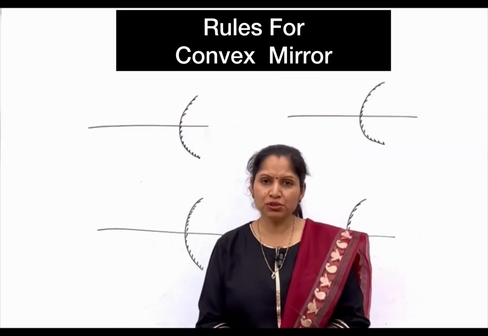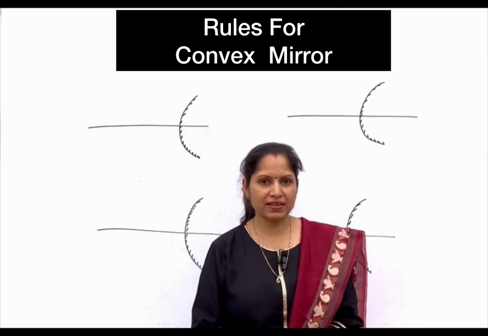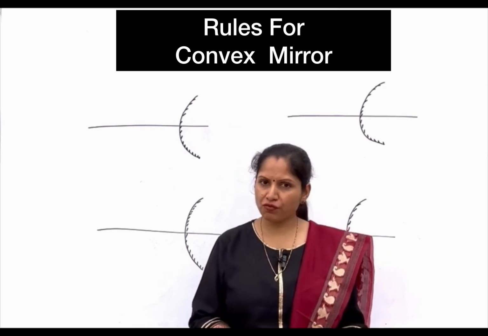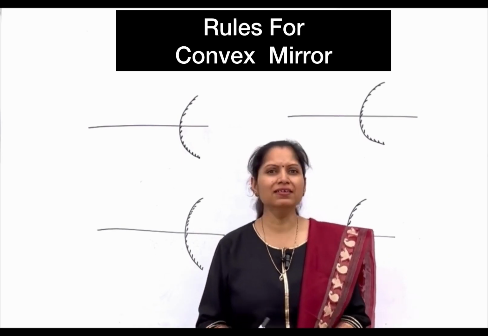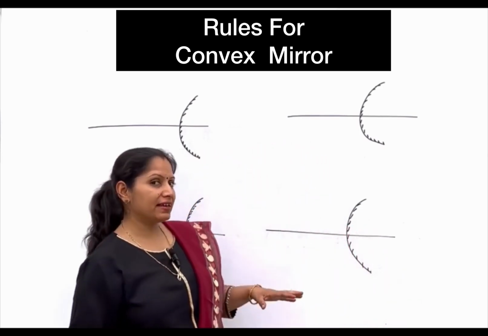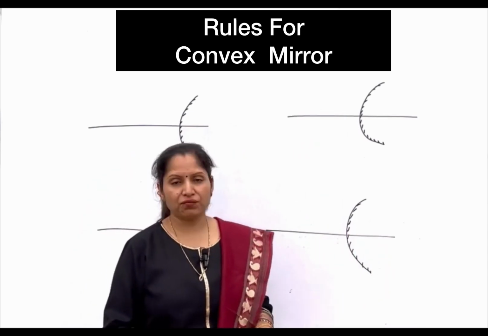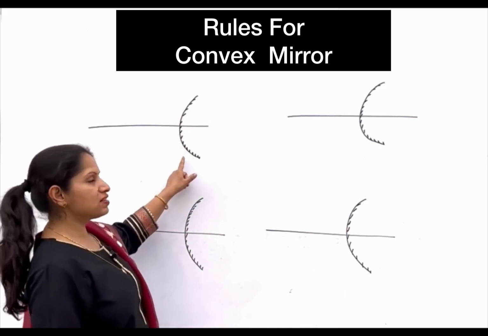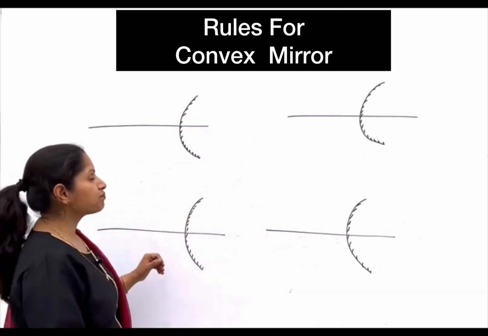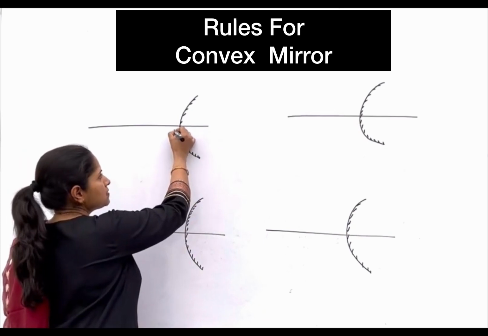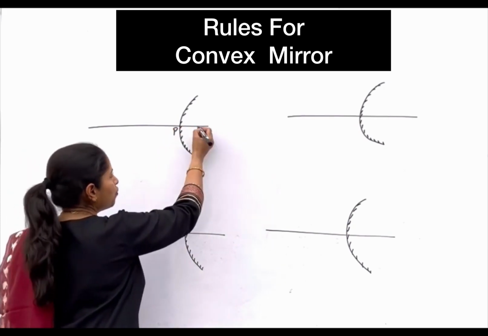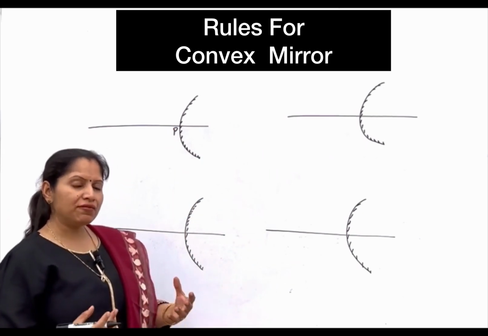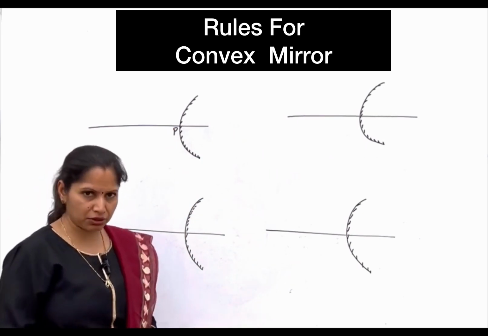Now let's discuss the rules for drawing the ray diagrams for convex mirrors. Earlier I also told you that the rules for concave and convex mirrors are approximately the same, but once again let's specifically discuss it for the convex mirror. A convex mirror is a mirror in which the reflecting surface bulges outwards. The midpoint of the mirror is known as the pole. Focus is the point that is present behind the mirror. Pole and focus are both present behind the mirror only.